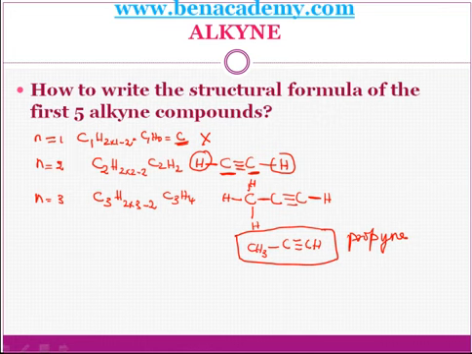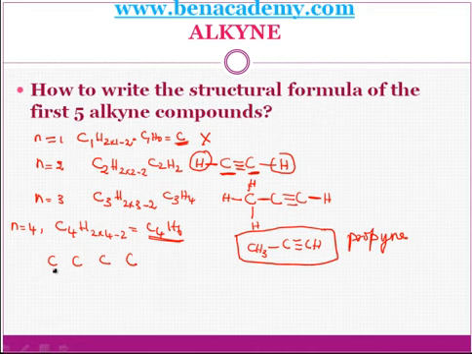Okay, now let us take, if n is equal to 4, if the number of carbons are 4, how to write the structural formula? What will be the formula? First of all, C4H, 2 into 4 is 8, 8 minus 2 is 6. Therefore C4H6 is the formula. Now how to write the structural formula? 1, 2, 3, 4 carbons. Write all the 4 carbons adjacent to each other, that is side by side. Put a triple bond between any 2 carbon atoms anywhere, but only in one place.